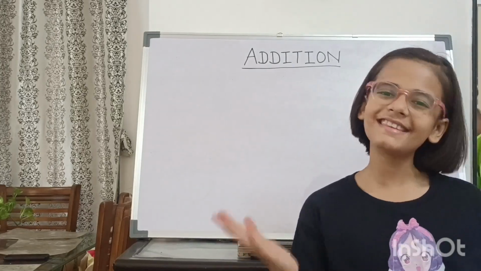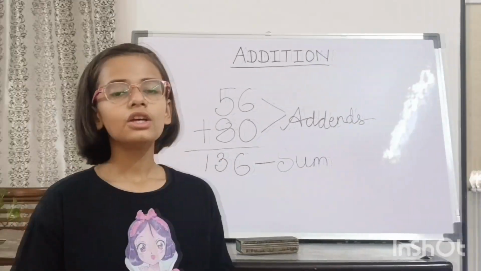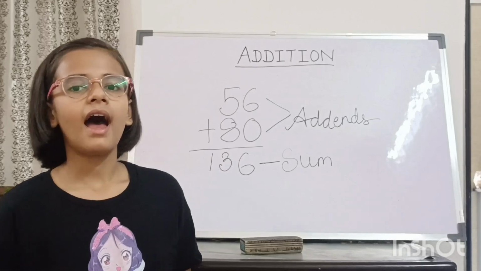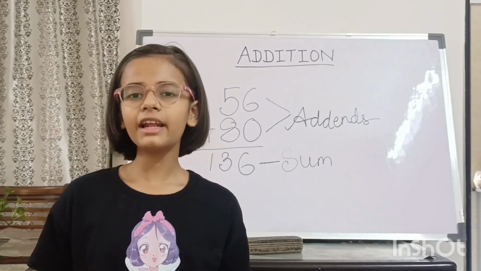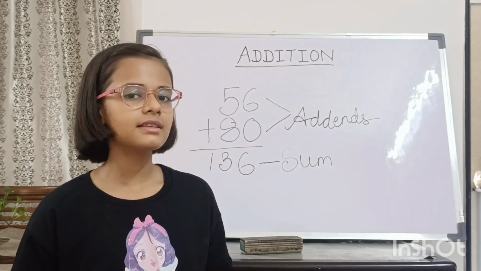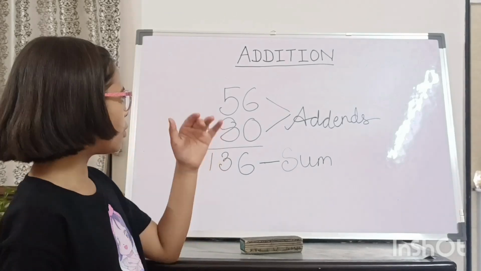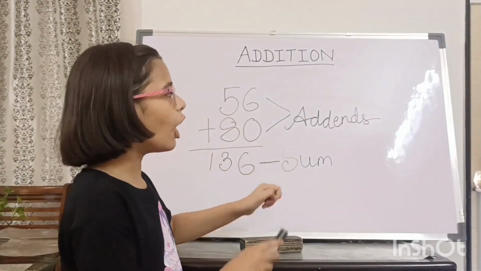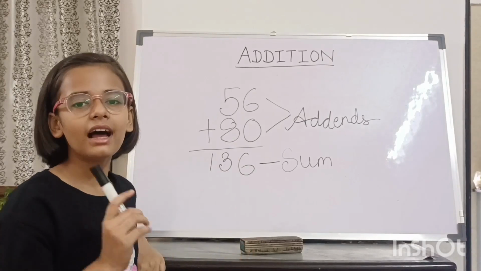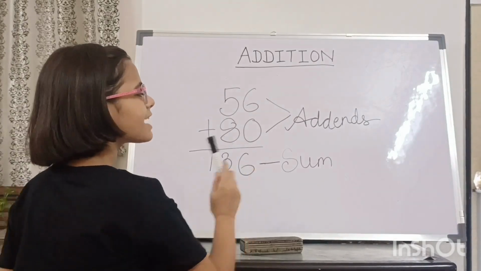So now let's start. So what is addition? Combining two or more numbers is called addition. The numbers which we are adding are called addends, and the answer of addition is called the sum.